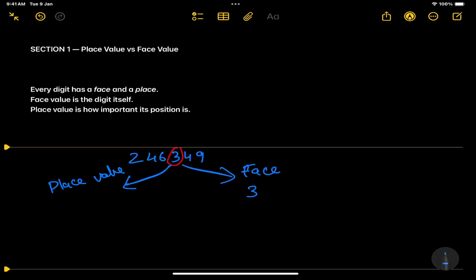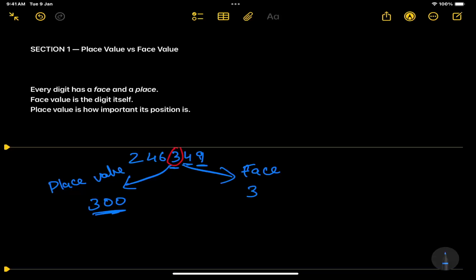The position of 3 is in hundreds. So the place value of this will be 300. How? What you have to do to understand this is understand the place value. Like this is ones digit, this is tens, this is hundred. So the answer which you will write for this will be 300.